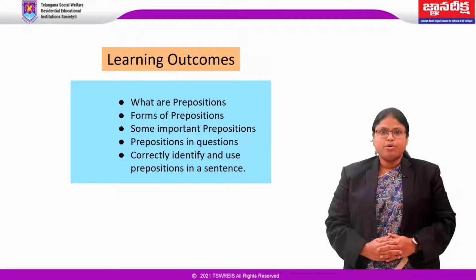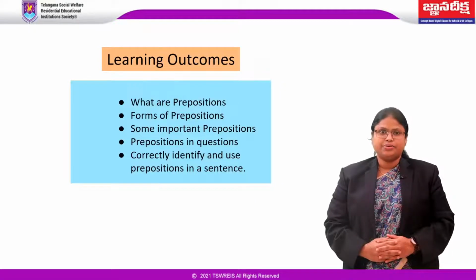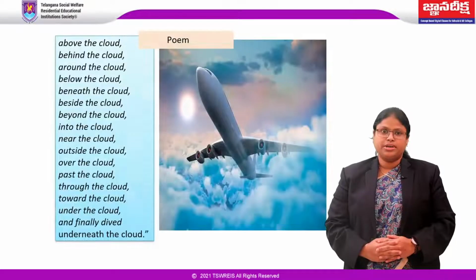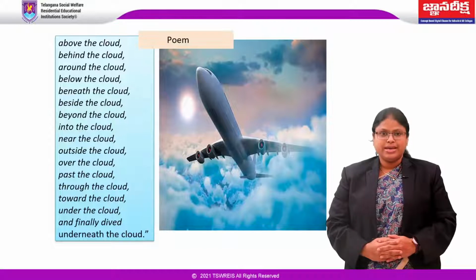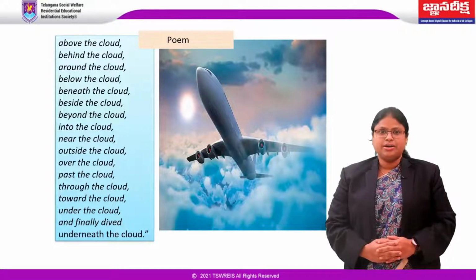Now let us look at a poem that uses prepositions. Above the cloud, behind the cloud, around the cloud, below the cloud, beneath the cloud, beside the cloud, beyond the cloud, into the cloud, near the cloud, outside the cloud, over the cloud, past the cloud, through the cloud, toward the cloud, under the cloud, and finally dived underneath the cloud.